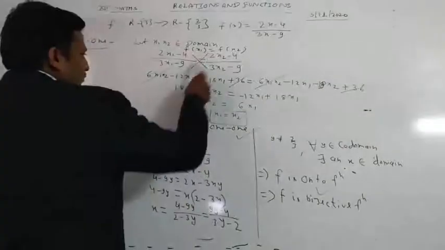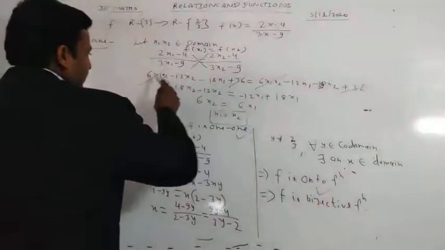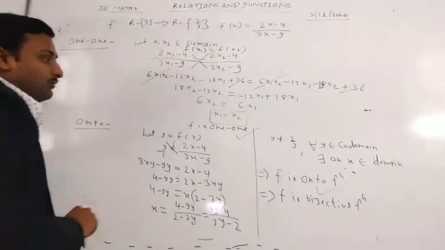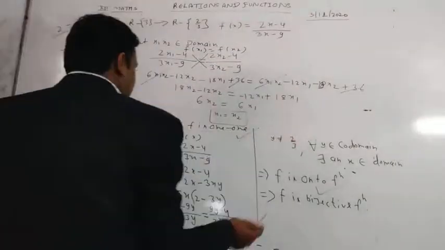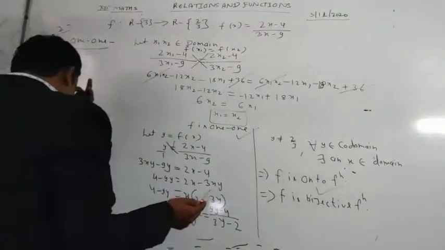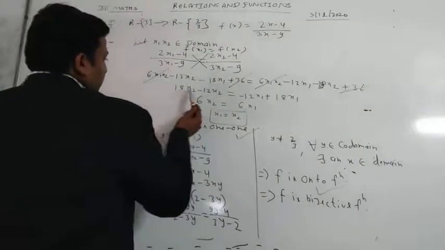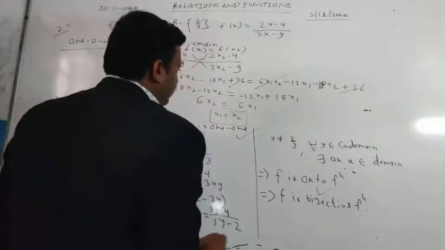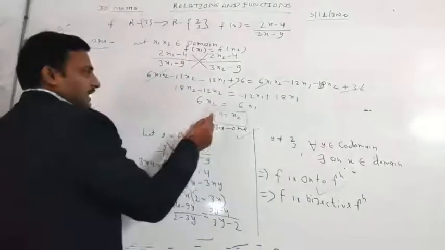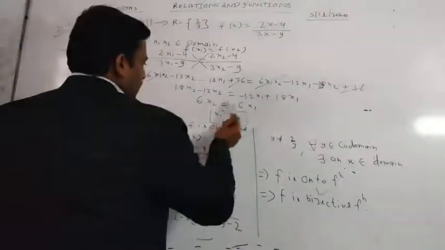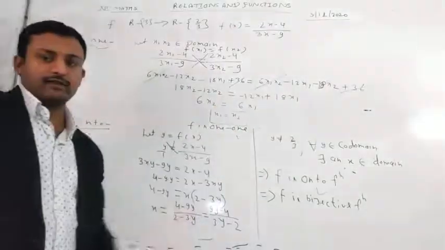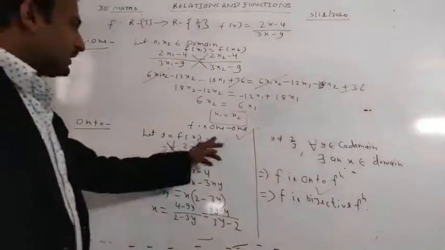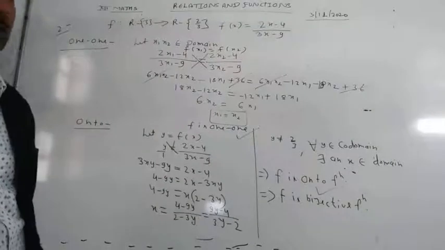Now we do cross multiplication and see that 6x1x2 is cancelled on both sides, and this 36 is also cancelled on both sides. Now the remaining terms are 18x2 minus 12x2 and minus 12x1 plus 18x1. From here we get 6x2 is equal to 6x1. After cancellation we get x1 is equal to x2. So we can say that our function is a one-one function.